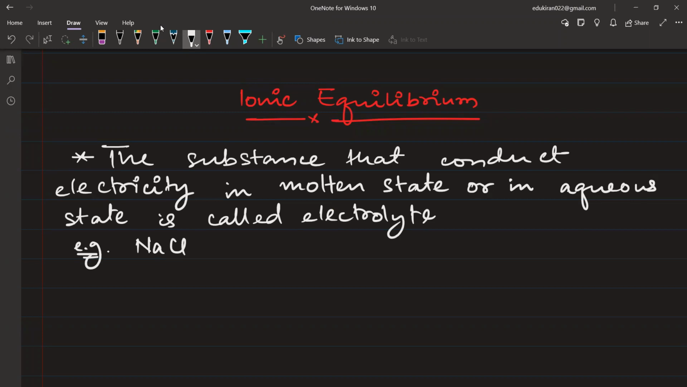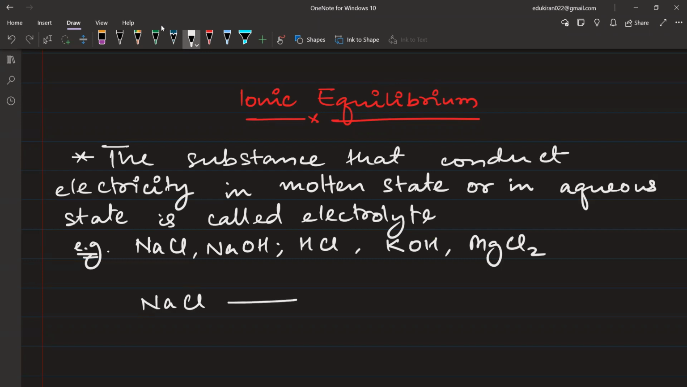For example, you have sodium chloride, sodium hydroxide, HCl, KOH, MgCl2. All of these are electrolytes. Among electrolytes, let's take a basic example of NaCl. NaCl is going to be dissociated into Na plus and Cl negative, right? So this NaCl is my electrolyte, and these are the ions.